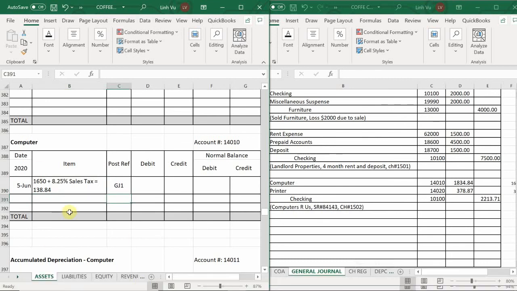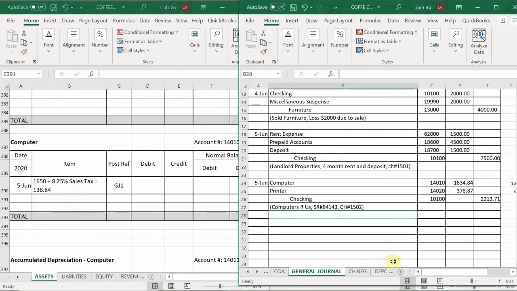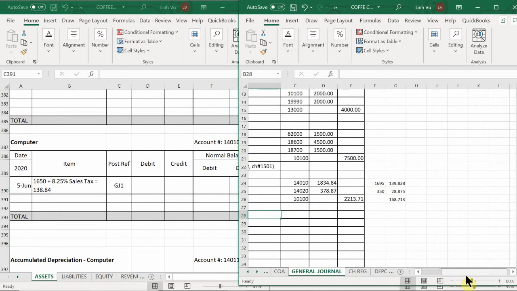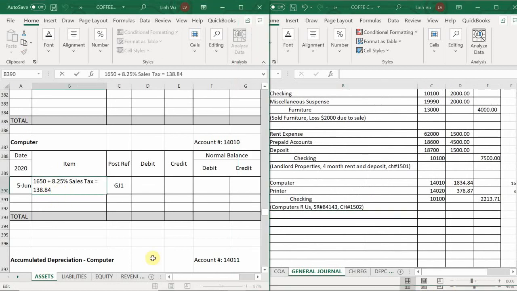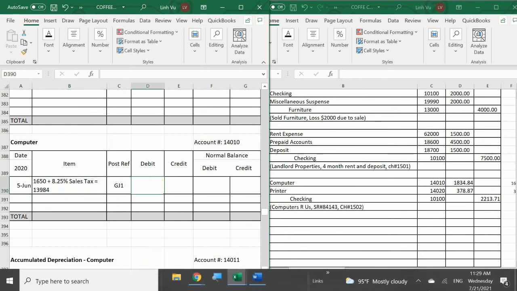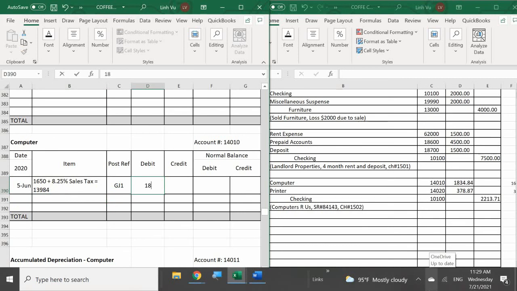You definitely want to make sure that your numbers are accurate. So I'm going to double check here what my tax was. It was for 139.84. So I need to fix that. For 139.84. And of course, I'm debiting my account for the 18.34 and 84 cents. And since it's my very first account there, my debit balance should reflect that amount.